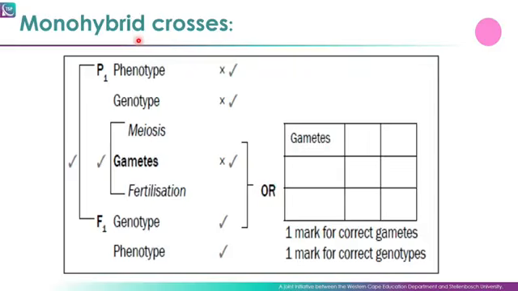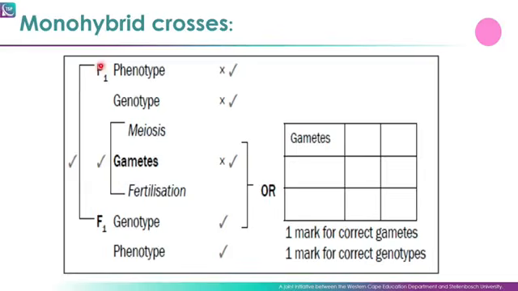What is meant by a monohybrid cross? That's a cross where we only look at one characteristic. Remember, there's a lot of characteristics. In this case, if we do genetics, we will only pay attention to one specific characteristic, which is meant by monohybrid cross.